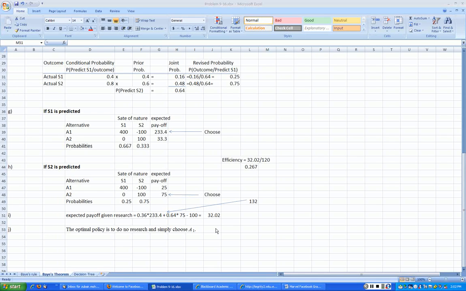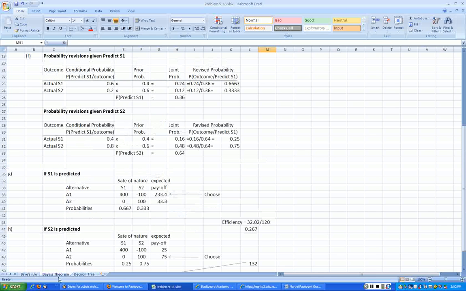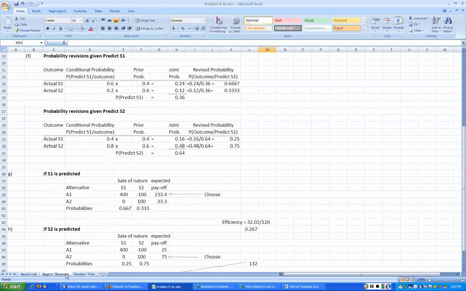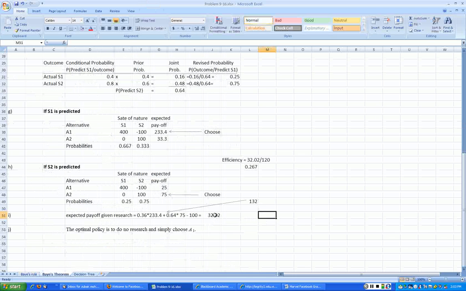But if you don't do the research, going back to this base rule, our decision is to stick with A1, and the long run average is $100. If you go through the research firm, the long run average is only 32. So we are about $68 less. So there is no point in going with the research firm, and we proceed with our decision based on our analysis, which is to choose A1 all the time.